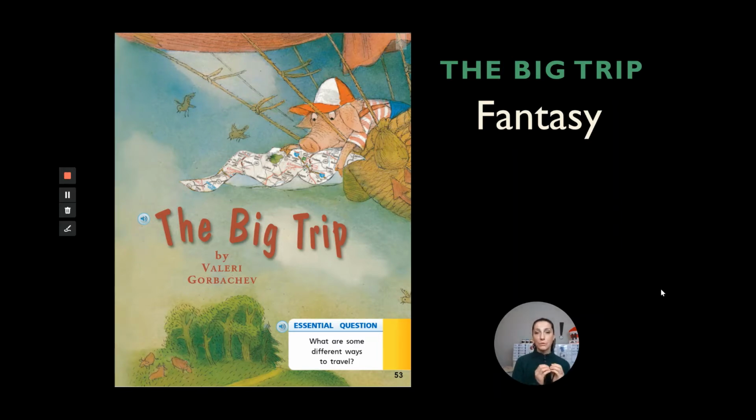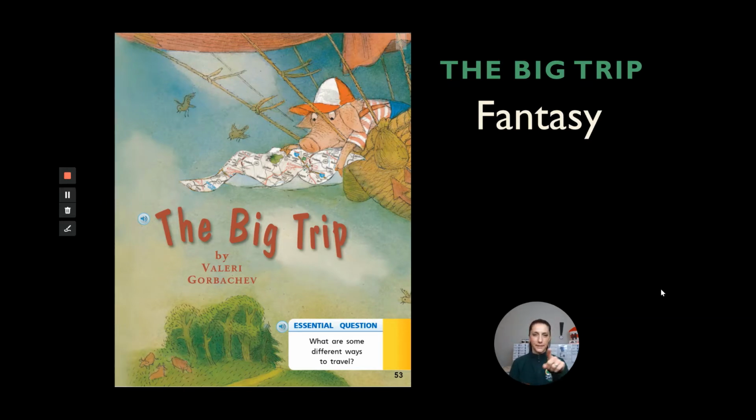So there's realistic fiction, which means it's made up, but it could really happen in real life, right? Everything in the story represents what real life looks like. Now, another type of fiction is fantasy. Fantasy means it could never happen in real life, right? Meaning there are things that happen in the story that could not possibly be true.